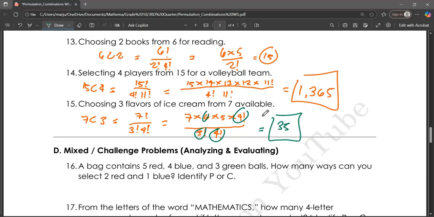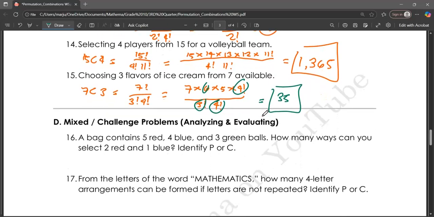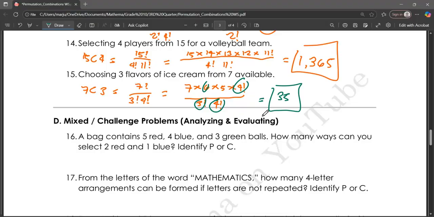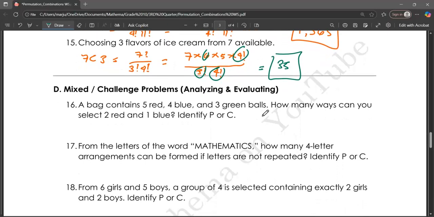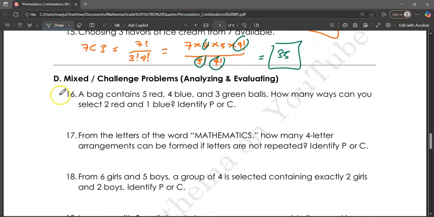All right, let's do number 16. I will focus more on, let's say, 17, because this is a bit interesting. So I leave this 16 for you guys to answer, and then the rest of the numbers.